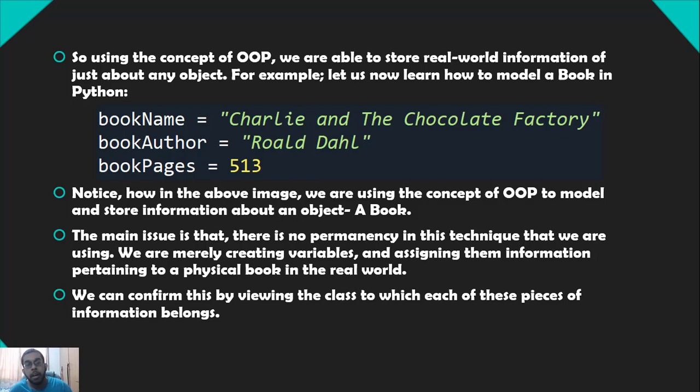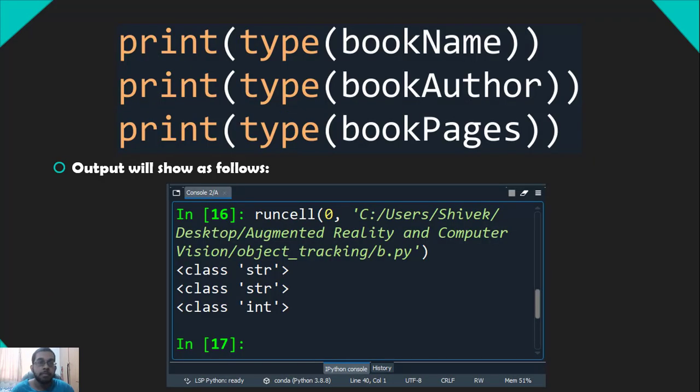Notice how in the above image we are using the concept of object-oriented programming to model and store information about an object, a book. The main issue is that there is no permanency in this technique that we are using. We are merely creating variables and assigning them information pertaining to a physical book in the real world. We can confirm this by viewing the class to which each of these pieces of information belongs. Print type book name, print type book author, print type book pages.